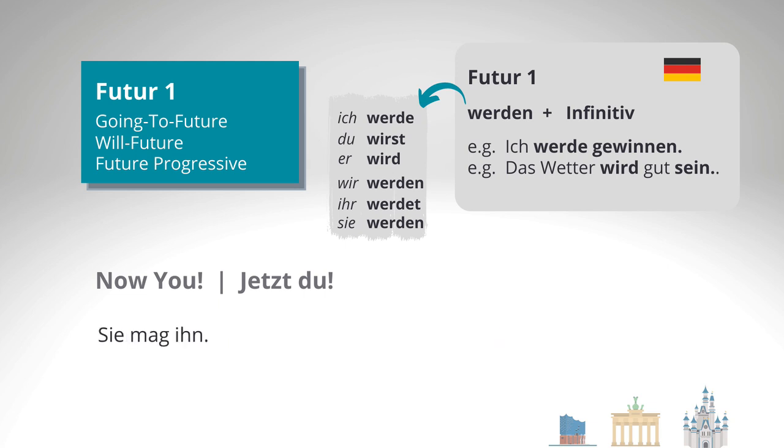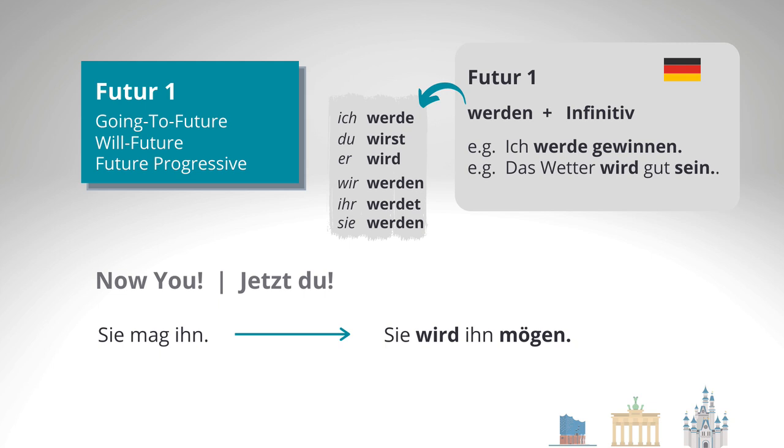This time we'll have a short sentence. Sie mag ihn. Please convert this sentence into the Futur 1. Sie mag ihn. The correct answer would be sie wird ihn mögen.